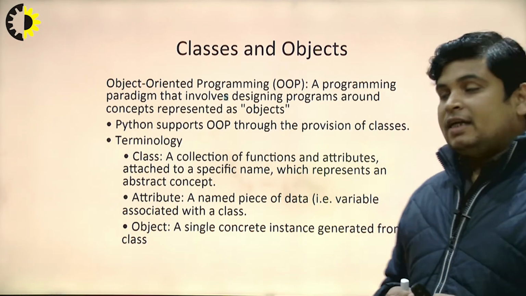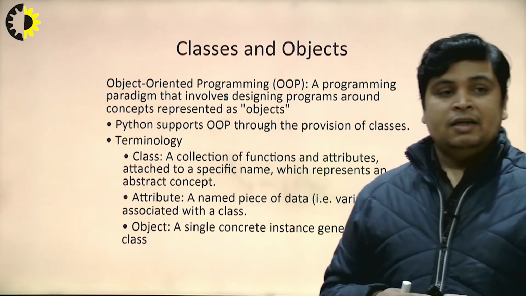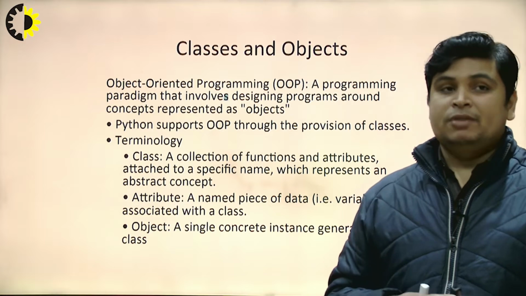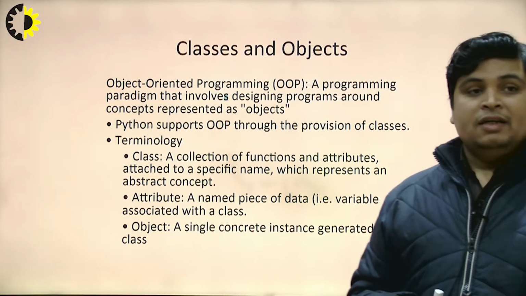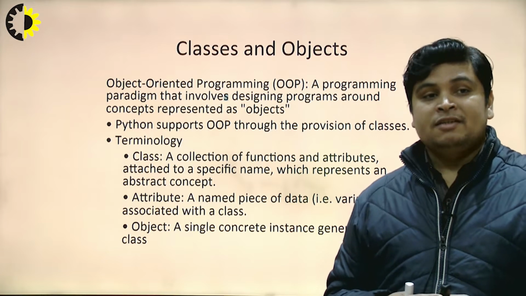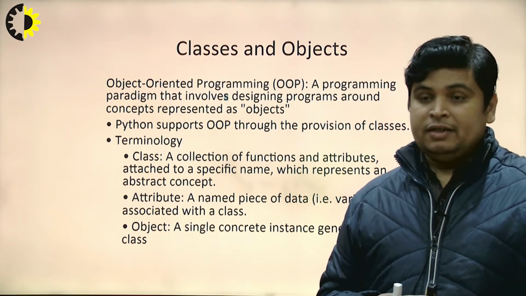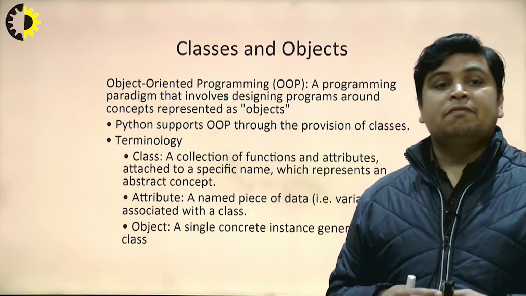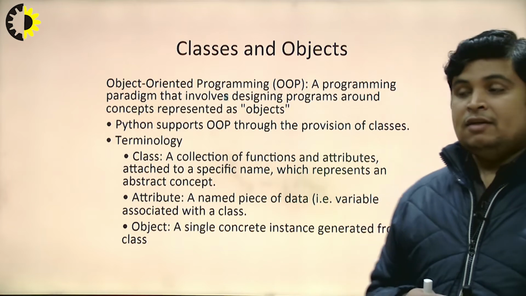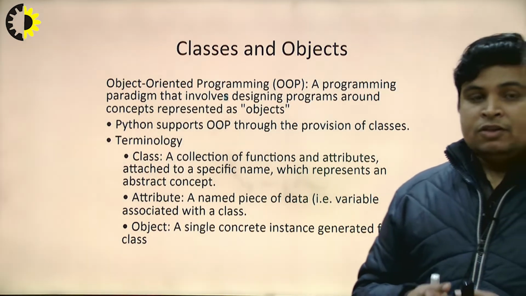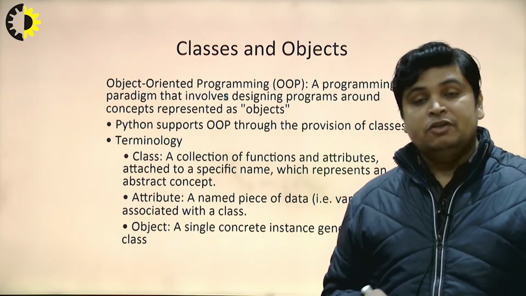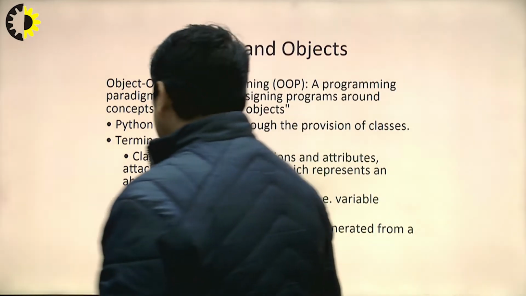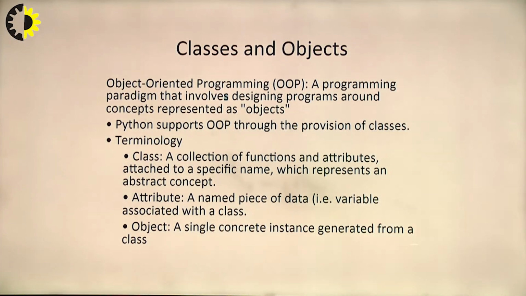Second thing, object. I have already told you it is a basic concept and the basic unit of object-oriented programming. An object is a single concrete instance generated from a class. It means an object is capable of accessing the entire functionality of the class. Functionality may be functions and attributes. We can say the class is a collection of functions and methods.